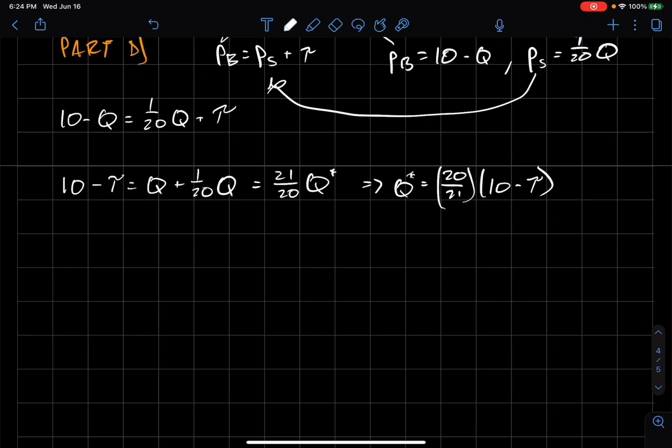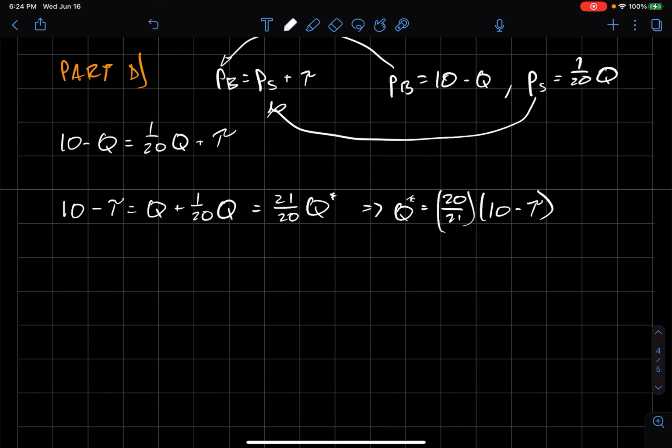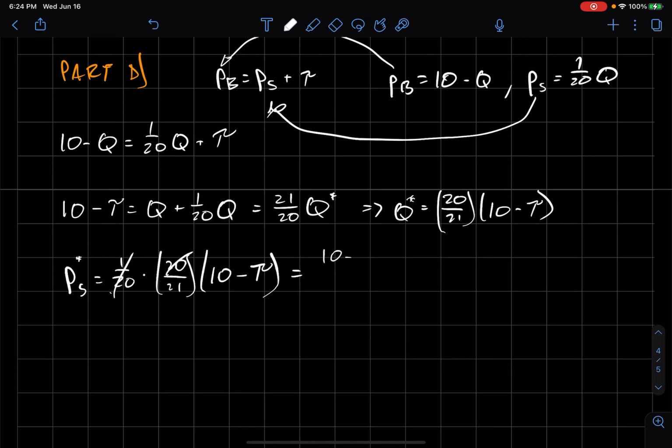Okay, very nice. So then P star, we just take our Q star and plug it into either the supply curve or the demand curve. In this case, almost always, it's easier to start with the supply curve. So we'll call this PS star. So we have 1 over 20 times 20 over 21 times 10 minus tau. And these 20s cancel, which just leaves us with 10 minus tau over 21.